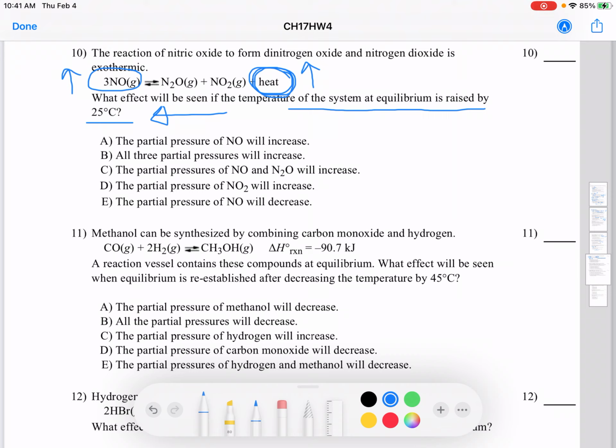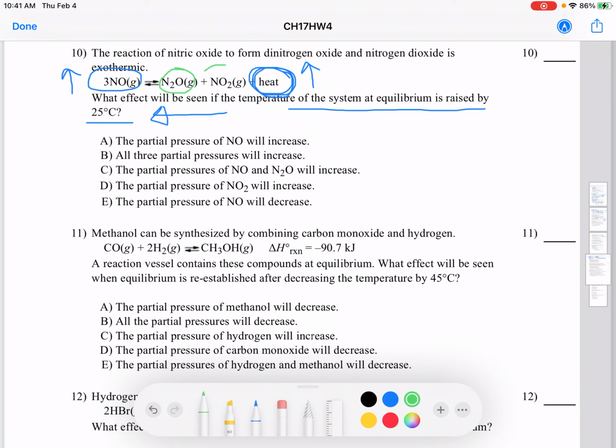Let's look at the other one. All three partial pressures will increase. No, not all three. NO will increase, and since the reaction is moving in the reverse direction, what happens to the partial pressure of N2O?